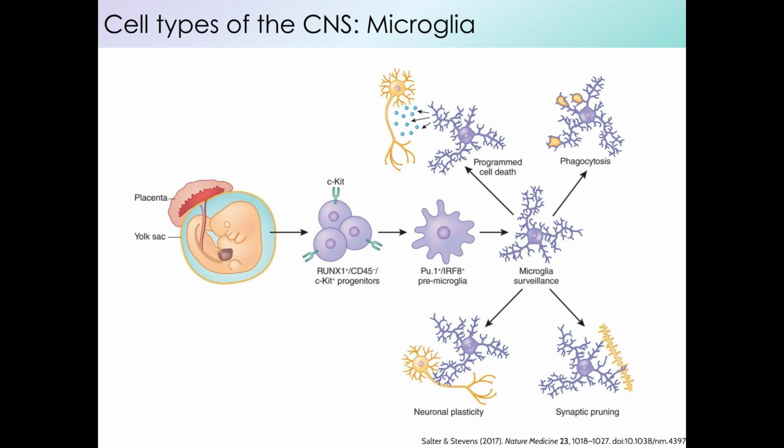And in fact, the microglia are not derived from the neuroepithelium at all. They actually arise from macrophage progenitors that are derived from the yolk sac and enter the central nervous system before the formation of the blood-brain barrier.